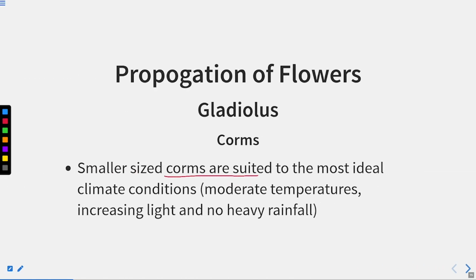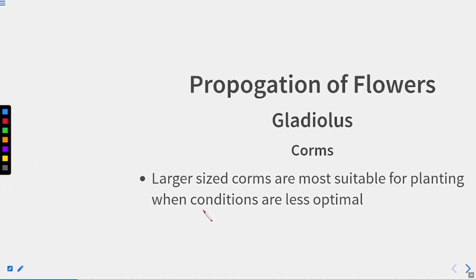Smaller size corms are suited to the most ideal climatic conditions: moderate temperature, increasing light and no heavy rainfall. So these smaller sized corms are more suited to ideal climatic conditions, that is moderate temperature, not lower temperature, with increasing light, and they don't require heavy rainfall either.